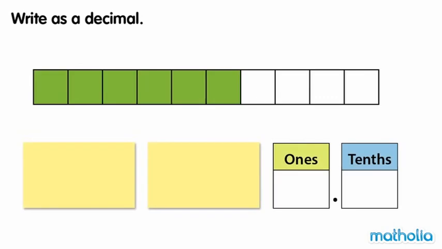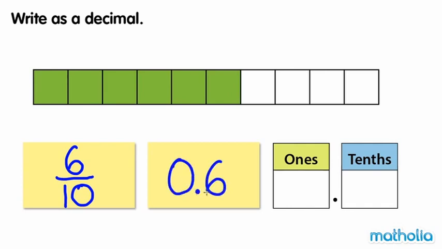Write as a decimal. The whole has been divided into 10 equal parts, and 1, 2, 3, 4, 5, 6 of the parts are coloured. 6/10 are coloured. We can also write this as the decimal 0.6. We can show 6/10 on a place value chart. There are 0 ones and 6/10.